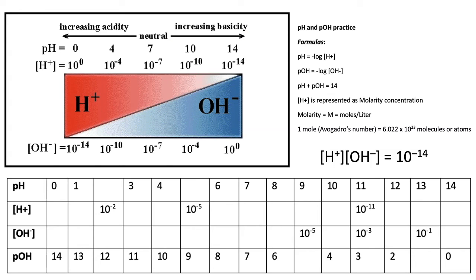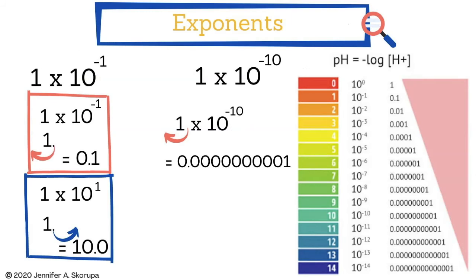10 to the 0 is actually 1. So the top left shows the highest concentration of H+ for acids at 1 molar. If you need a quick refresher on exponents, every time we see 10 with an exponent in front of it, there is actually a 1. So it is 1 times, and then your exponent, 10 to the negative 1.